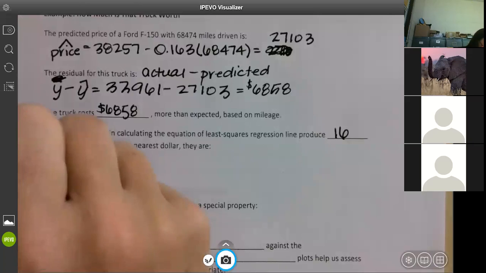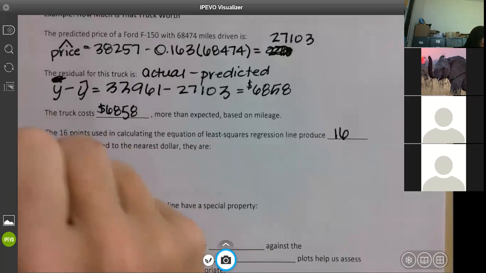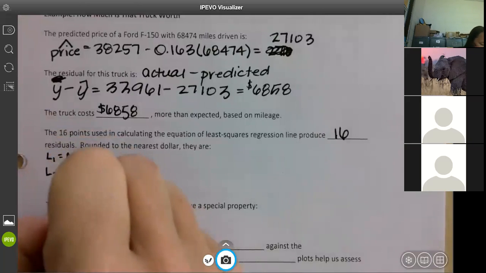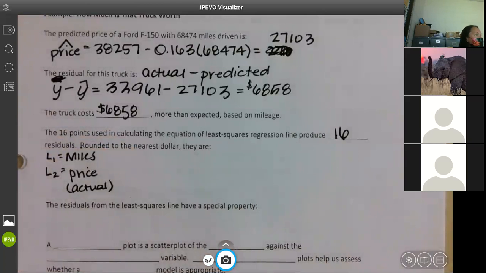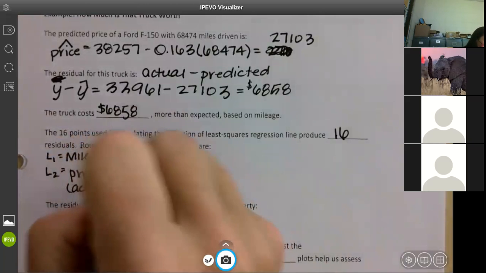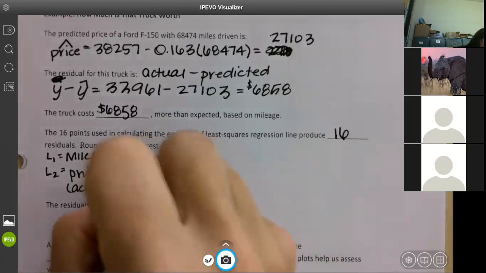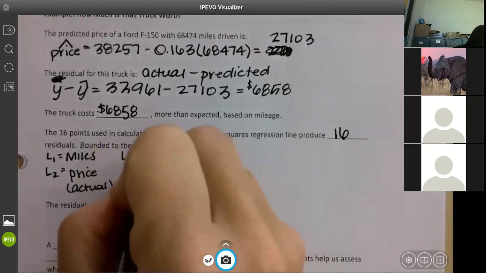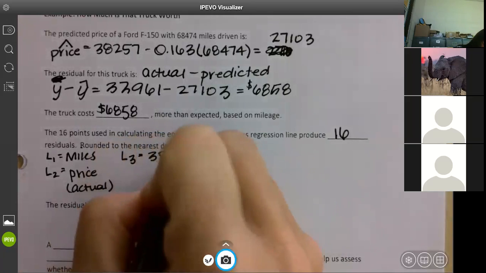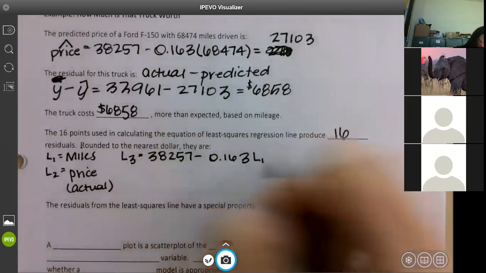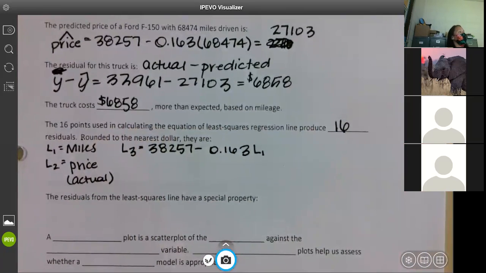Remember, in L1 we put in miles. In L2 we put the price. It was the actual. I'm going to show you how to do residuals on your calculator. In L3, you will put in your equation, 38257 minus 0.163, but you're going to put in L1. I'm going to show you how to do it in a minute, so just write it down for a second, and then we'll do it.